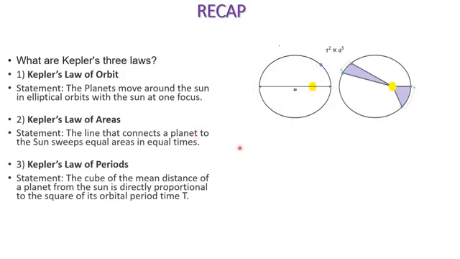Now the second law says that the line that connects a planet to the sun sweeps equal area in equal intervals of time, right? Here is the line. There is a line which sweeps an area. Let's take this point as point A and this point as point B, and the area covered by this particular line is equal to the area covered over here.